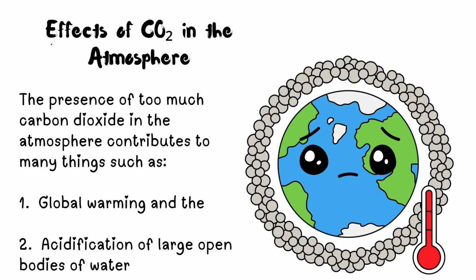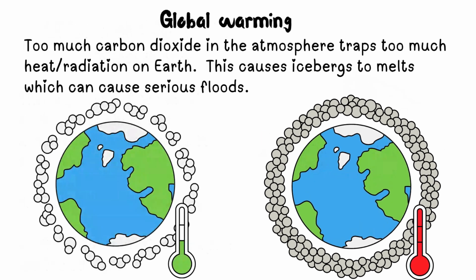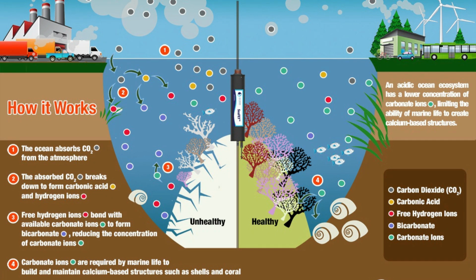Effects of carbon dioxide in the atmosphere. The presence of too much carbon dioxide in the atmosphere contributes to many things such as 1. Global warming, and 2. The acidification of large open bodies of water. Too much carbon dioxide in the atmosphere traps too much heat radiation on Earth. This causes icebergs to melt, which can cause serious floods. When we burn things like coal, oil, and gas, called fossil fuels, it releases a gas called carbon dioxide into the air. Some of this carbon dioxide goes up into the sky, and some of it dissolves into the ocean.